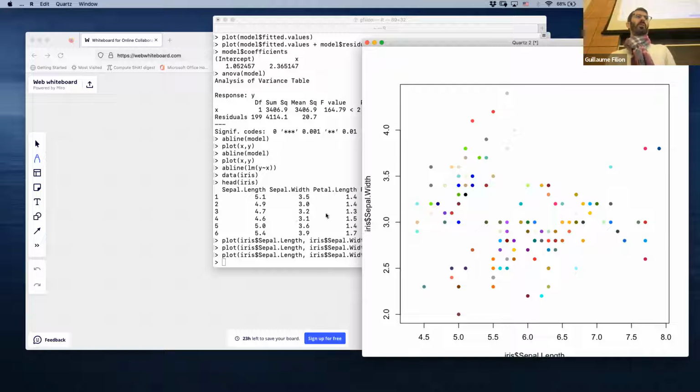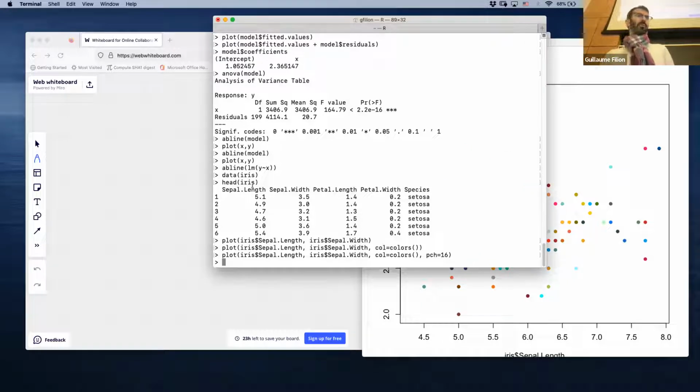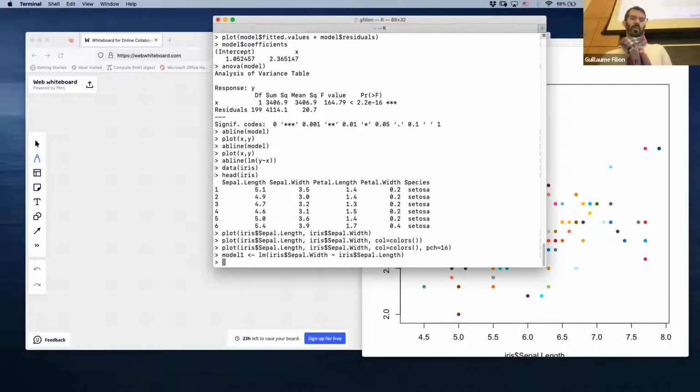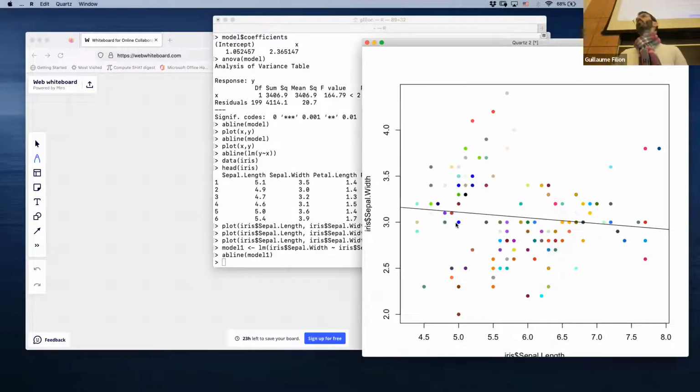And now I'm going to make a model in which I do the regression of y over x and see where this line is. This is already something fairly easy for us. Now we say model 1, in which we take the linear model of the y-axis, which is sepal width, with a regression on the x-axis, which is the sepal length. And I'm doing abline model 1. Ta-da! This is extremely beautiful. This is a fantastic model here.